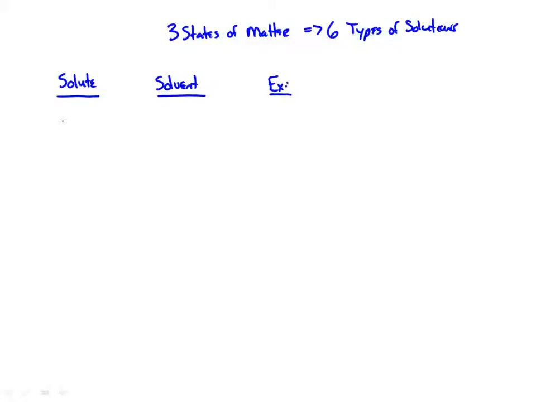So for instance, what if I have a gas dissolved in a gas? Can you guys come up with an example of that? How about air? Yeah. Air is a mixture of O2, CO2, etc. in nitrogen, because nitrogen is a major component of the atmosphere, right? So we are actually breathing constantly a solution of oxygen dissolved in nitrogen and a bunch of other stuff.